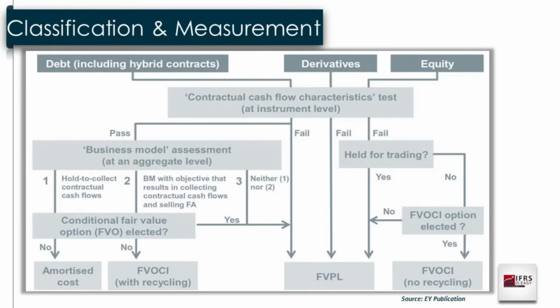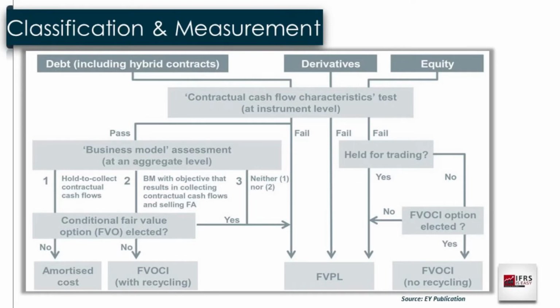Now for our debt instruments, there are two tests to it. The first test is called the cash flow characteristics test, or what we call the SPPI test, which stands for solely payment of principal and interest.